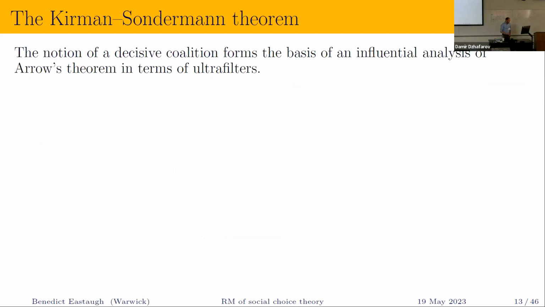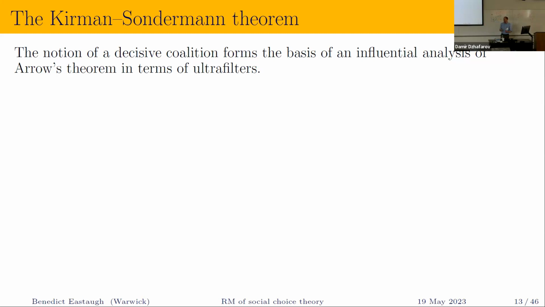And this notion of decisive coalition is the basis of this very nice paper by Kirman and Sondermann from 1972. So they're building on Fishburn's results. They kind of prove the other direction. So Fishburn shows, oh, we've got a non-principal ultrafilter, then you can go to a non-dictatorial social welfare function. They said, oh, you can go the other way. You can just start with a social welfare function and you extract an ultrafilter of decisive coalitions.